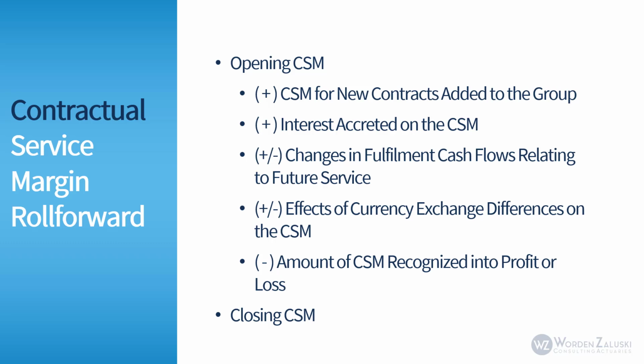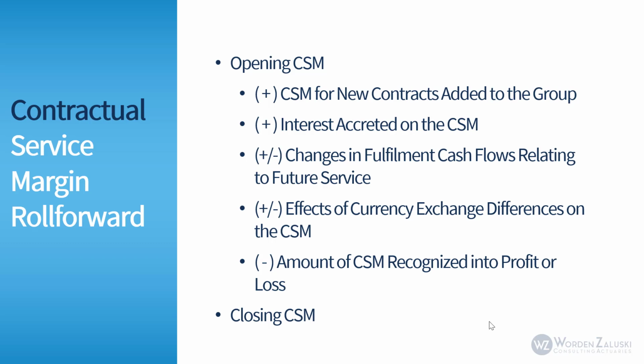You'll then add or subtract, depending on the sign, any changes in fulfillment cash flows relating to future service, add and subtract any effects of currency exchange differences on the CSM, and then you will take out an amount of CSM recognized into profit or loss. This is the amount of CSM that's amortized into the profit and loss during the period, and this will form part of the insurance revenue on your income statement. Taking the sum of these, you would get your closing balance for your CSM.